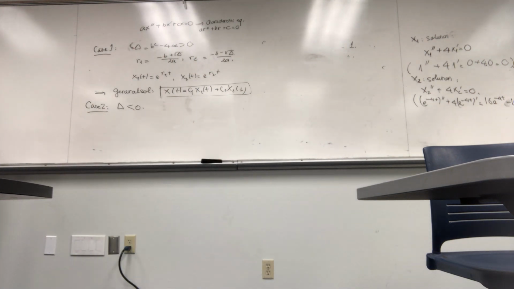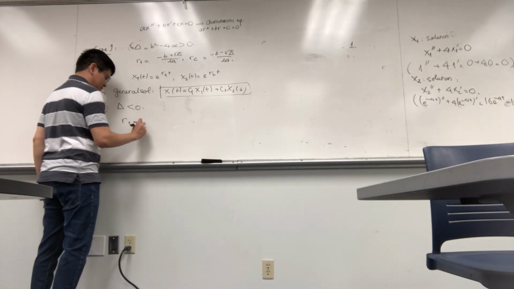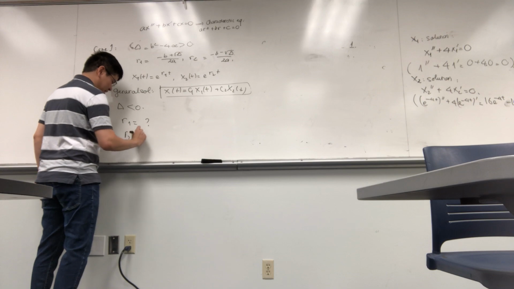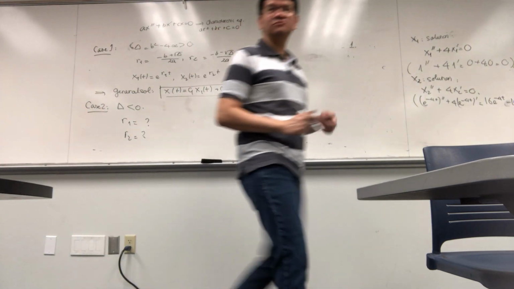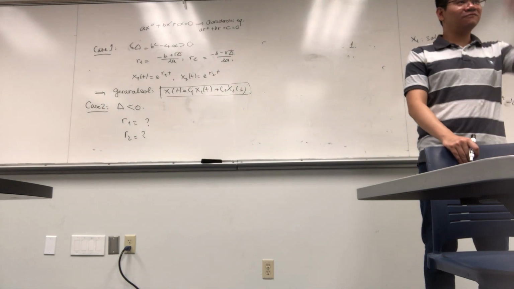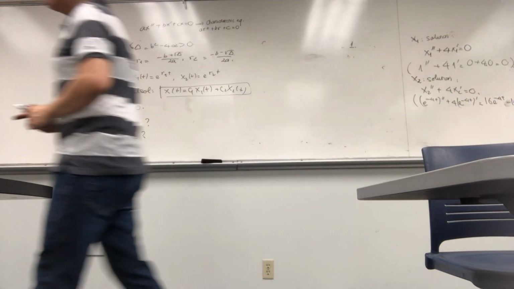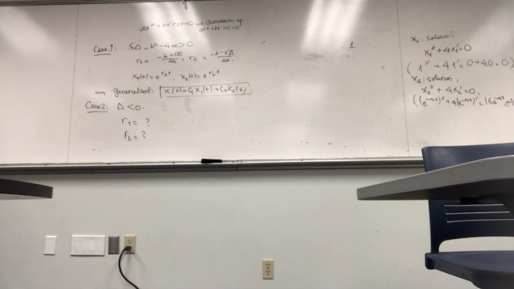So anyone remember a more precise formula for R1 and R2 in the case when delta is negative? Suppose in this case the delta is negative. I want to find R1 and R2. And so we know that, like what you said, we have imaginary. Where is it in this formula?